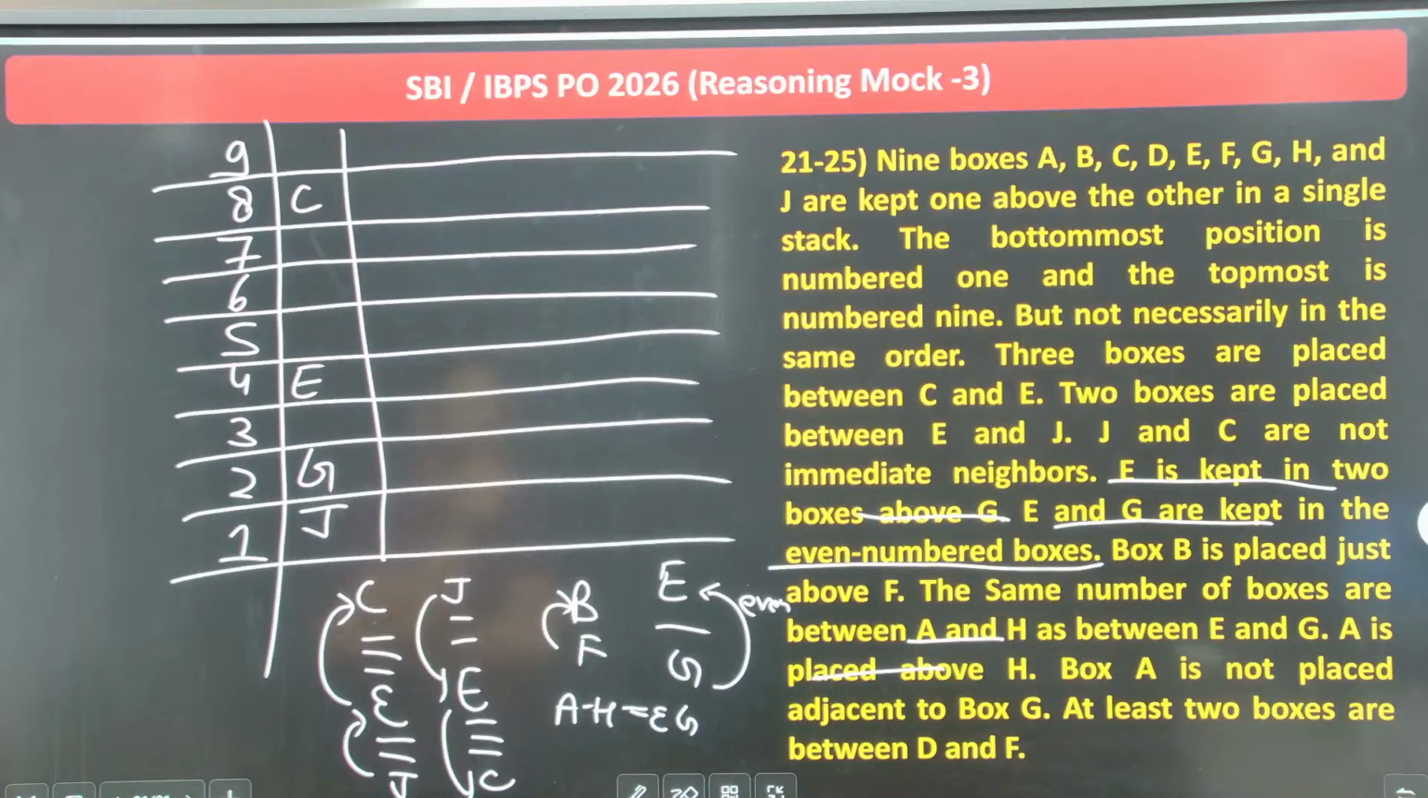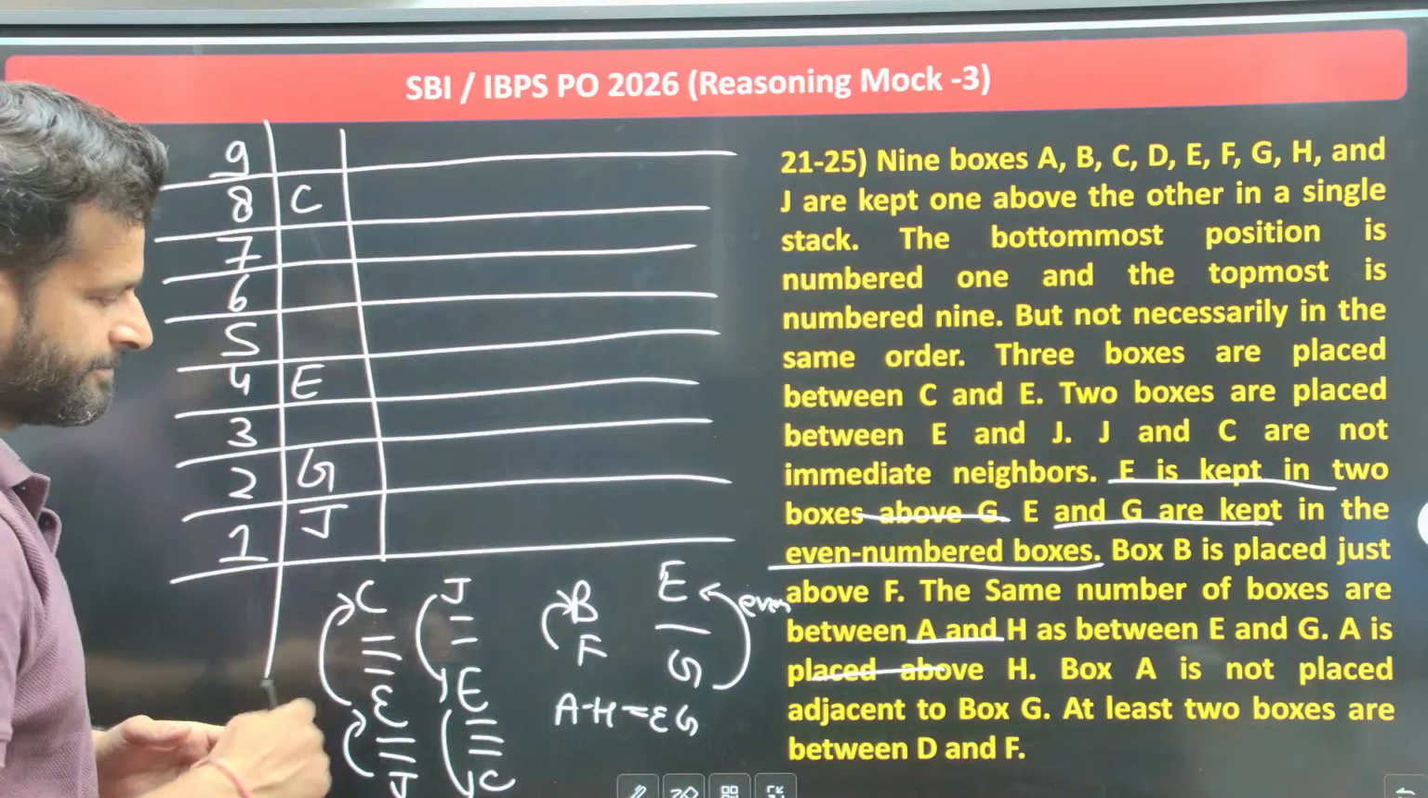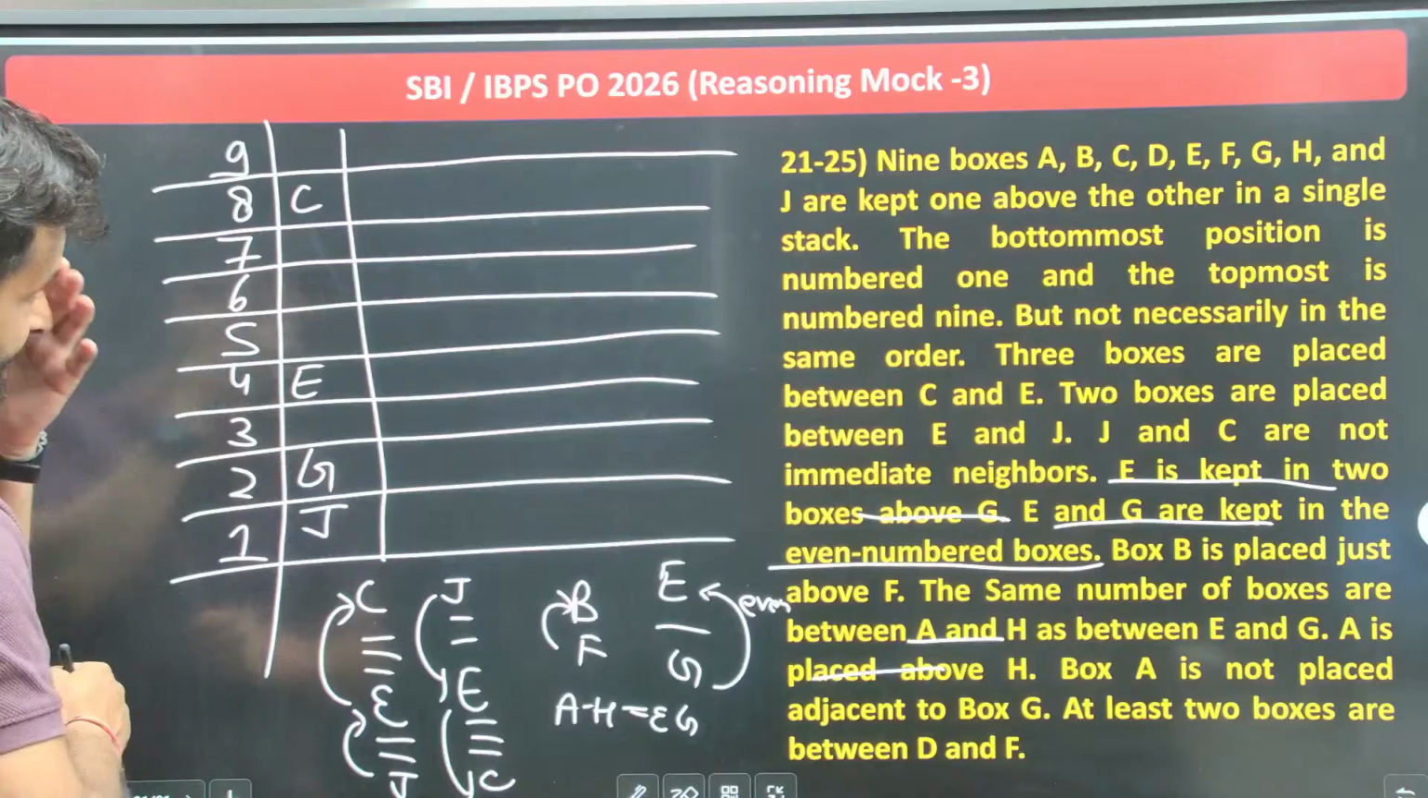3 between C and D, 2 between E and J. J and C are not immediate neighbors. E is kept two boxes above G. E and G are at even positions. B is placed. Yes, B and F are also left, okay. So between A and H, 1. E and G, 1. A and H, right?